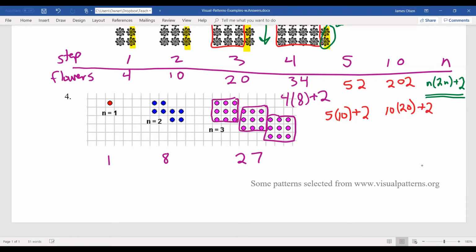Notice that a square is a square. The next figure is going to have 4 groups of 4 squared, which is 64. The fifth step is going to be 5 groups of 5 squared.